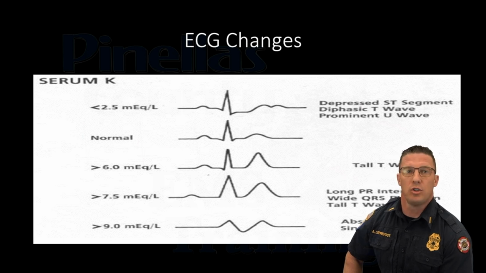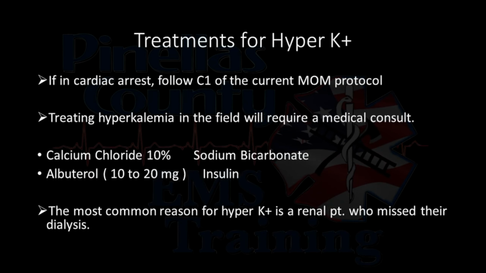This is also referred to as a sine wave and results from the fusion of the QRS wide complex with the T wave. A good example of this is the last ECG shown on the slide. If the patient is in cardiac arrest, follow the current MOM protocol C1. If the previously mentioned ECG changes are noticed and the patient is symptomatic, a med consult is required to give the following medications. Calcium chloride 10% should be one of our first treatments to patients who have widening QRSs due to hyperkalemia, and a patent line established.